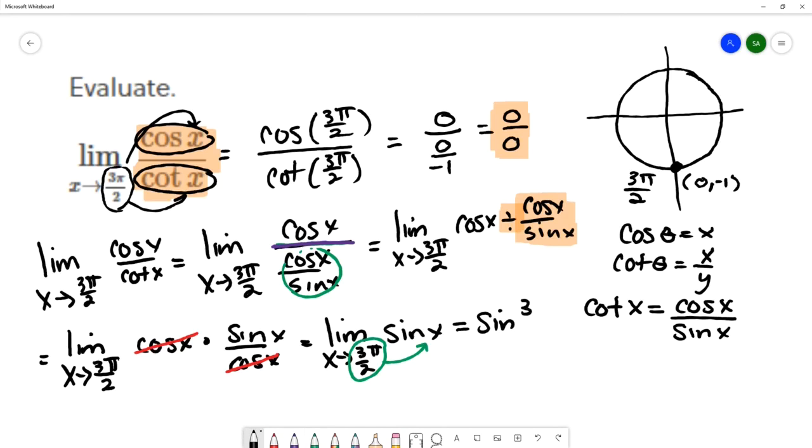And I'll have sine of 3 pi over 2. Sine of an angle is the y-coordinate. So we get the y-coordinate at our angle of 3 pi over 2 being negative 1. So we've got this limit equaling negative 1.